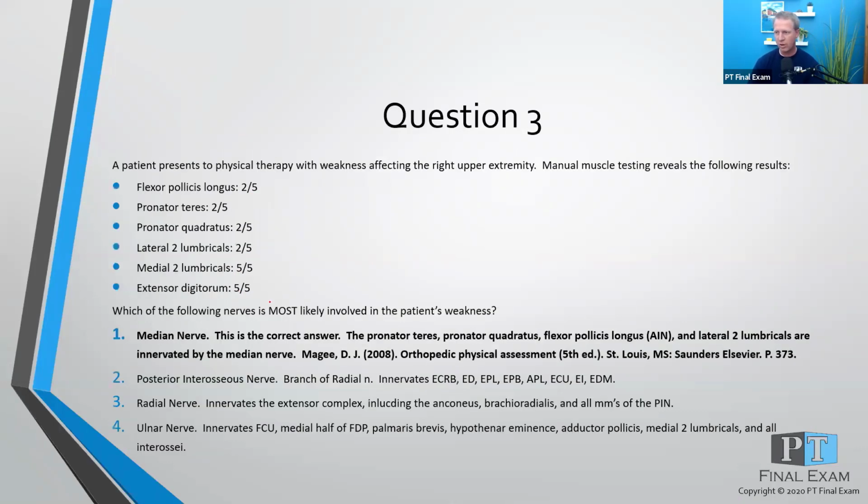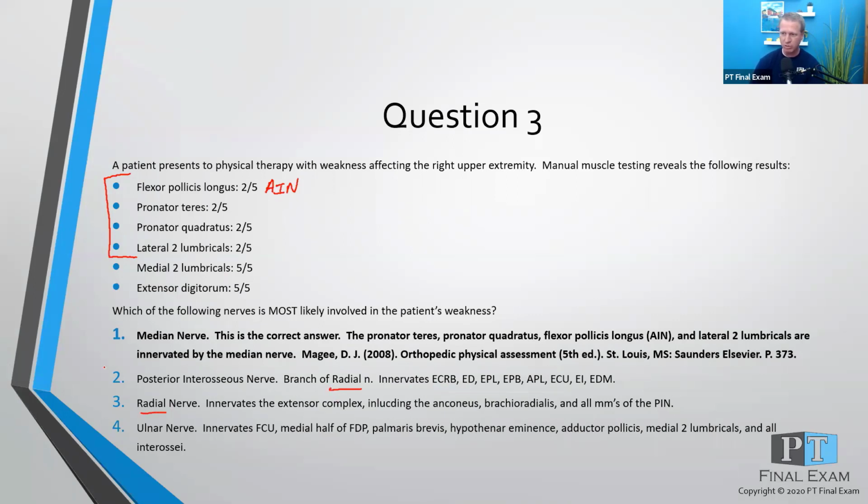So which of these is the most correct answer? The median nerve is what innervates these: flexor pollicis longus, pronator teres, pronator quadratus, and the lateral 2 lumbricals. All of these are innervated by the median nerve. Specifically, the anterior interosseous nerve hits that flexor pollicis longus. Anterior interosseous is just a branch of the median nerve. The posterior interosseous branch innervates the extensor carpi radialis brevis and the extensor digitorum. It is a branch of the radial nerve.